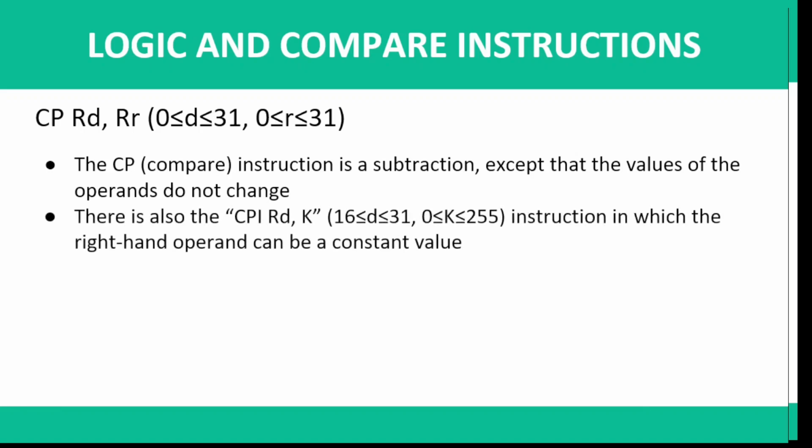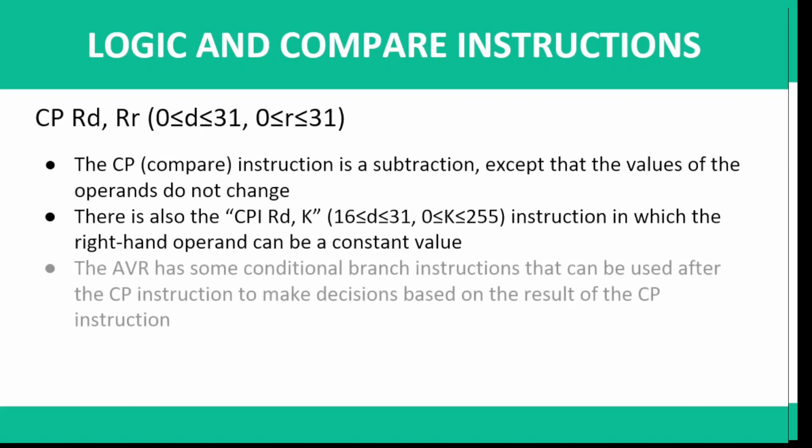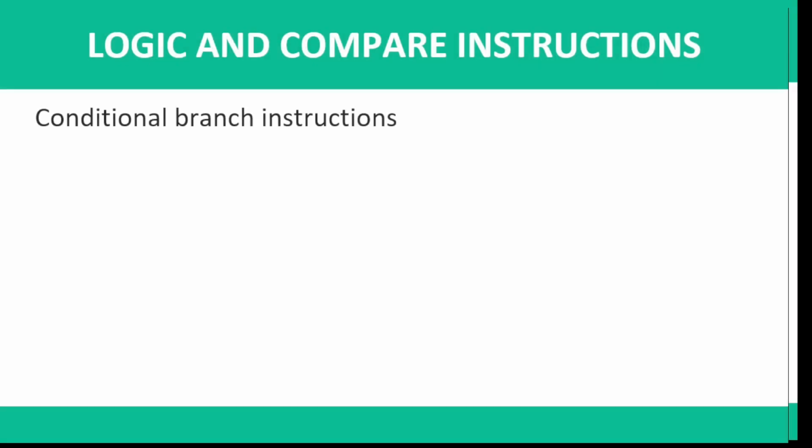So also with the other logic operations, we can also have CPI Rd, K, which is an instruction in which the right hand operand can be a constant value. The AVR has some conditional branch instructions that can be used after the CP instruction to make decisions based on the result of the CP instruction. Actually, we already discussed these branch instructions, so to recall them, we'll just show them again.